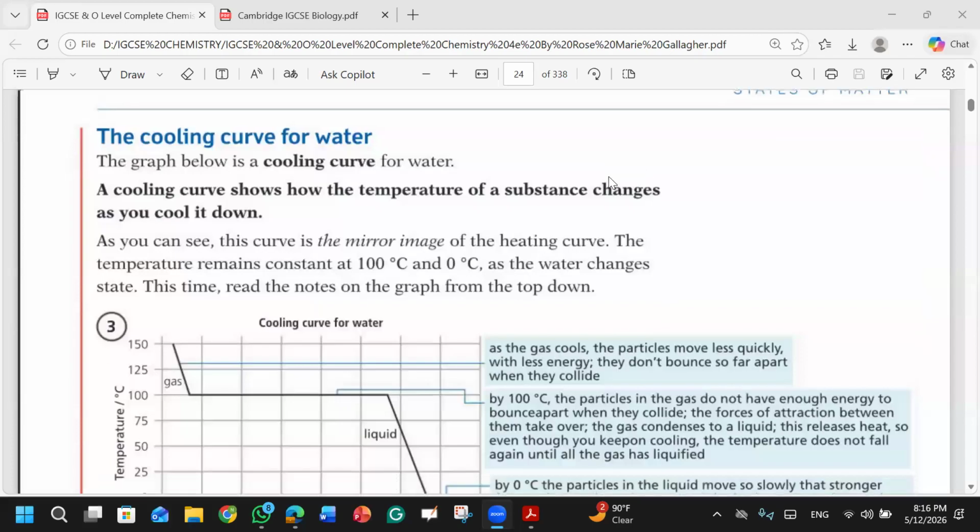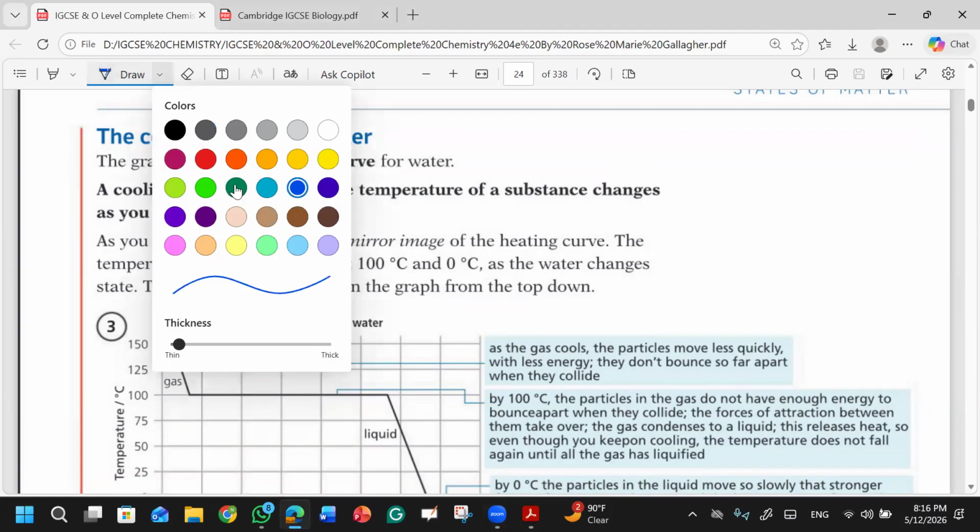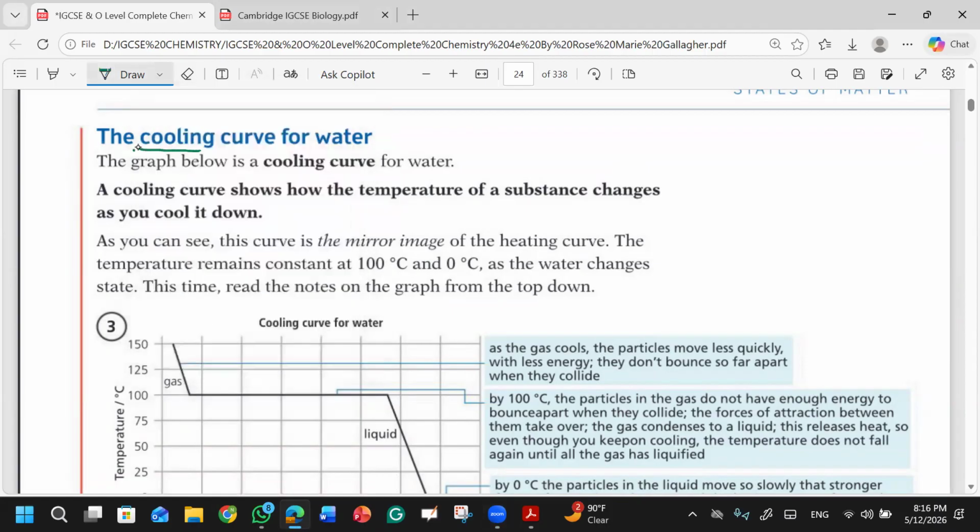In the cooling curve, just like we did for the heating curve, in the heating curve we started our discussion from the solid: you have a solid and you melt it, and then you get a liquid, and then the gas is formed. In the cooling curve, as the name indicates, you are cooling the water. So initially you have a gaseous form, and then you convert the gas into liquid, and then into solid.